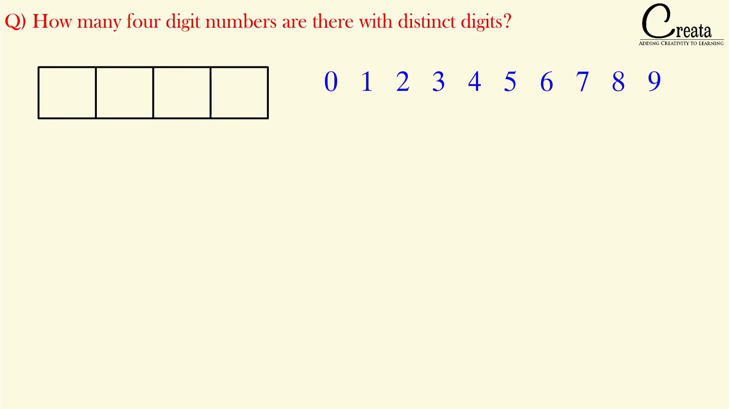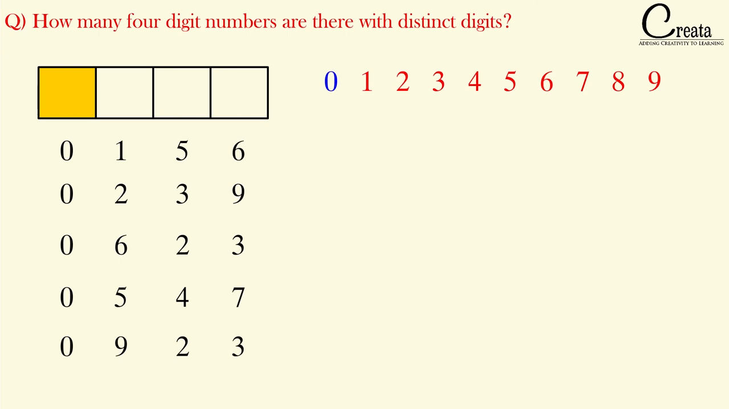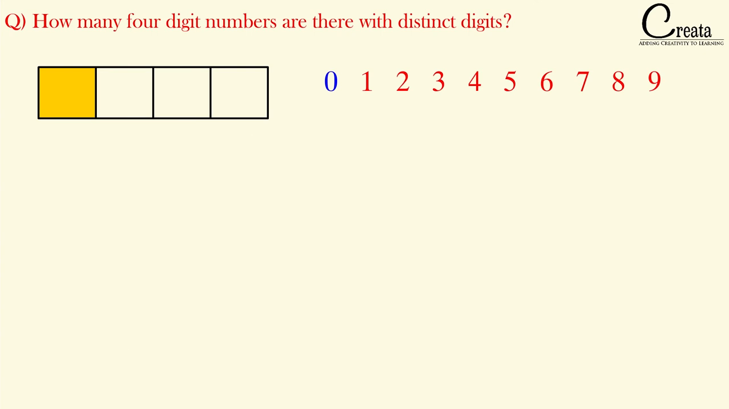We are having 4 slots. One by one, we will fill all the 4 slots. Let's start with the first slot. The first slot can use the numbers from 1 to 9. We cannot use the number 0 here. Why? Because if we use the number 0 in the first slot, the number will be a 3-digit number. So we cannot use the digit 0 in the first slot. The first slot will have the choices from digit 1 to digit 9, that is total 9 choices.